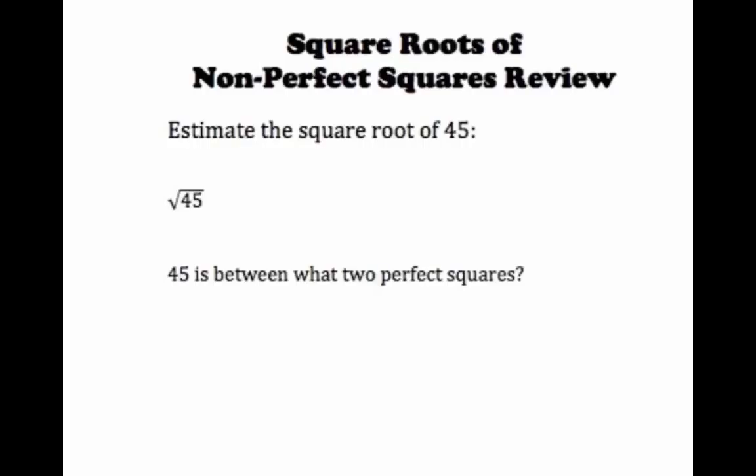All right, so we're going to do a review on finding the square roots of non-perfect squares. As we reviewed yesterday, if we're looking for the square root of a perfect square, let's say the square root of 25, well, 25 is equal to 5 times 5, so the square root of 25 is equal to 5.